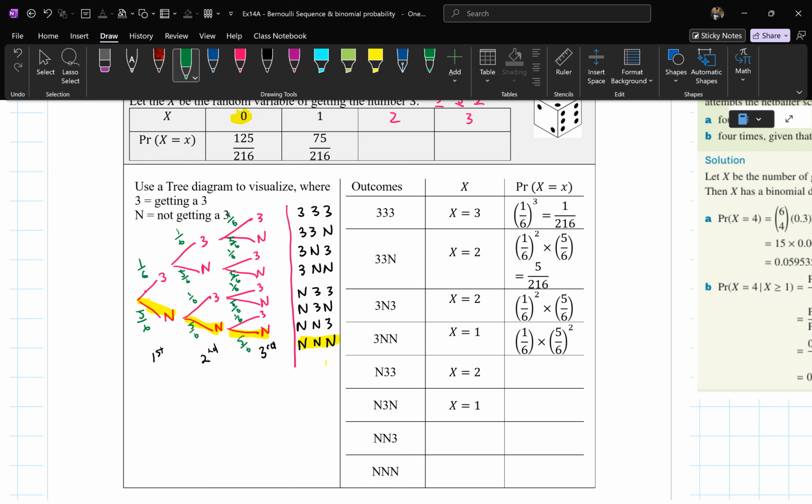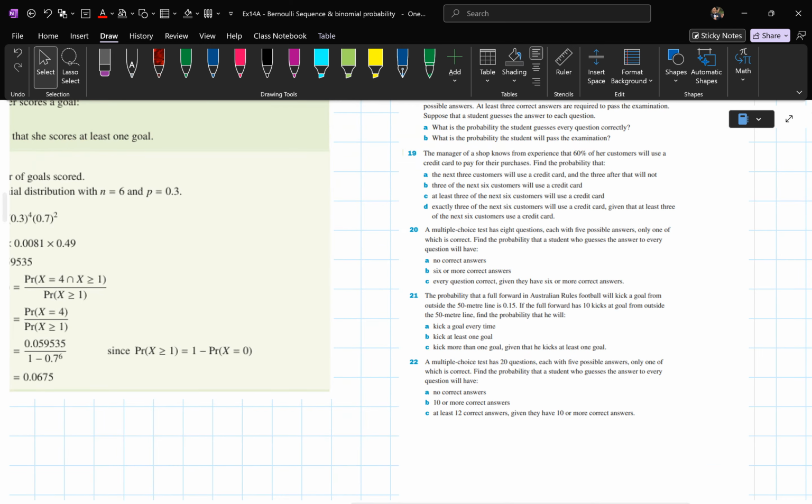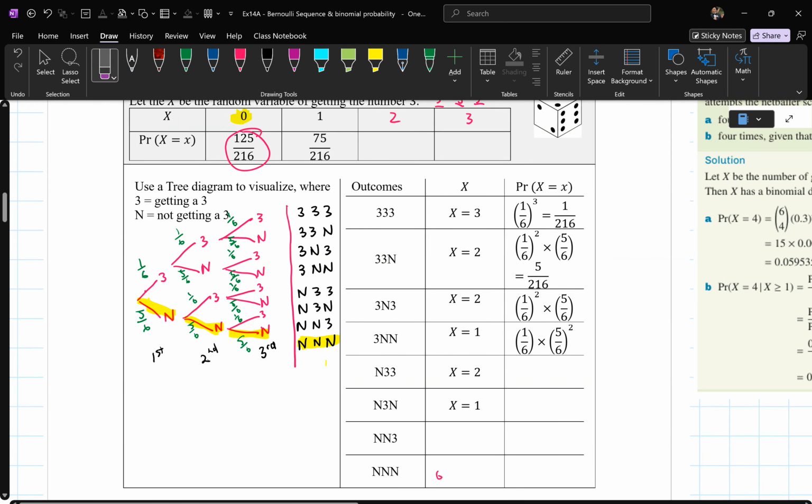But I want you to see how they arrive at the formula. Okay, so let's think about it. To get 125 over 216, I would have had to do 1 6. Sorry, let me go back. That was when x is equal to 0, so no 3s at all.